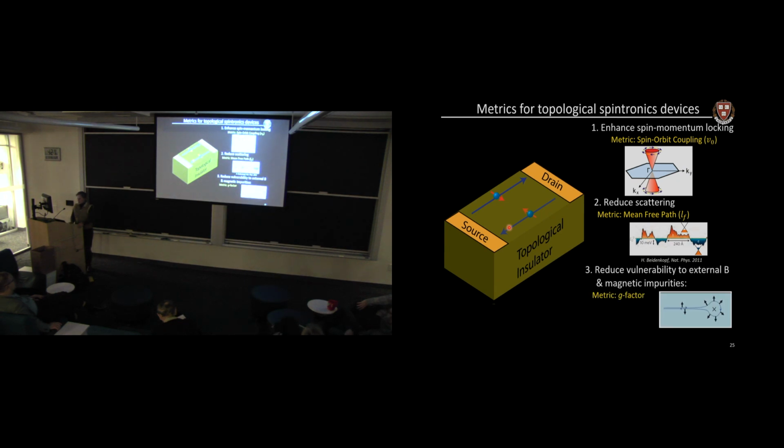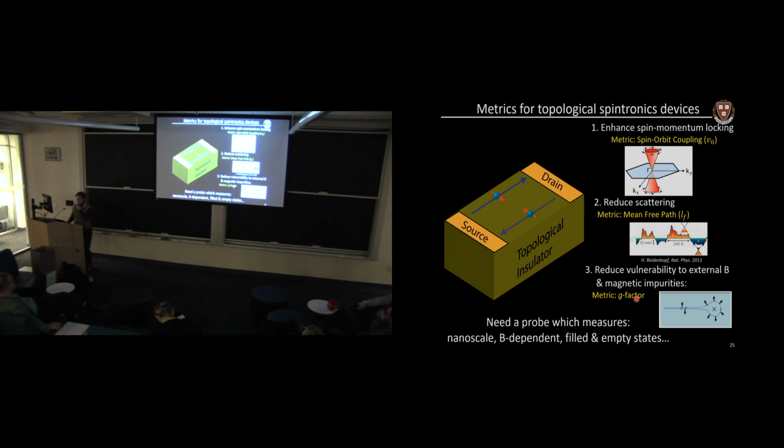And finally, what can mess up your spin current is if you have a magnetic defect in the material. Because if you have a magnetic defect, then your electron can scatter off the magnetic defect and flip its spin. And the susceptibility to external magnetic field or magnetic defects is captured in the G factor. So ideally, you would like a strong spin-orbit coupling, a long mean free path, and a small G factor.